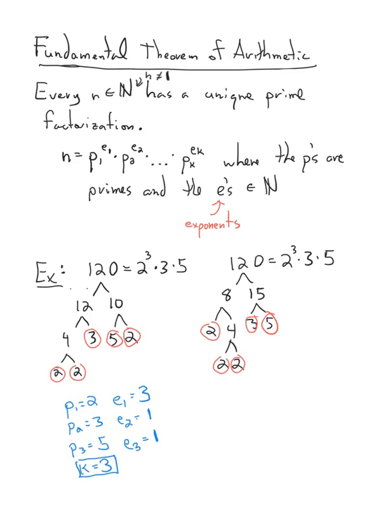Which leads you to conclude that, hey, we can think of prime numbers as being the building blocks of composite numbers. We can always factor a composite number completely into a product of prime numbers. And we can do that in one way exactly. It's unique. So 120, its building blocks are 3 2s, 1 3, and 1 5.